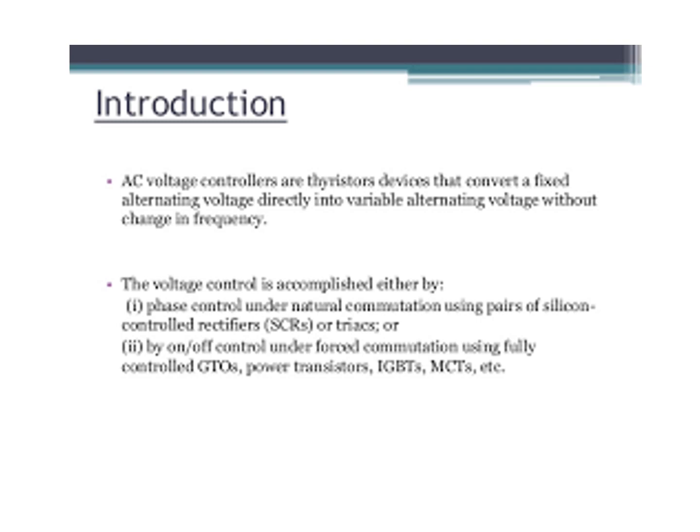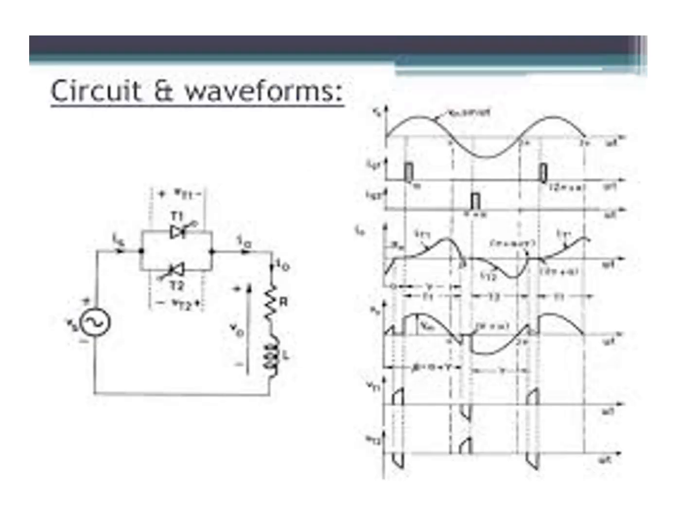That is, for a partial time period the device is in the on state and for the remaining time the device is off. This is the basic structure of an AC voltage controller, which consists of two SCRs connected in anti-parallel direction, and the input supply is AC. The output voltage is variable AC, and a resistive inductive load is connected on the output side.